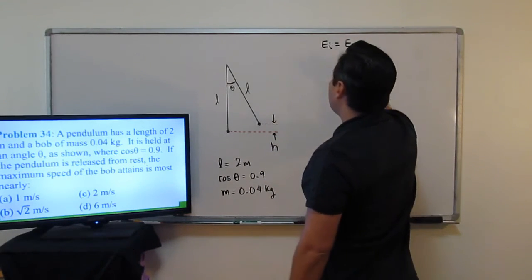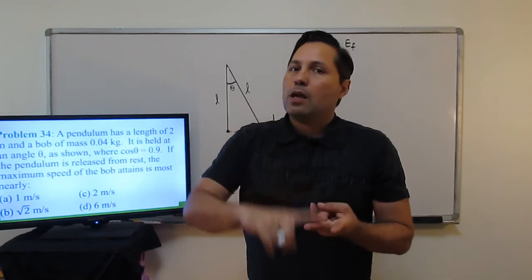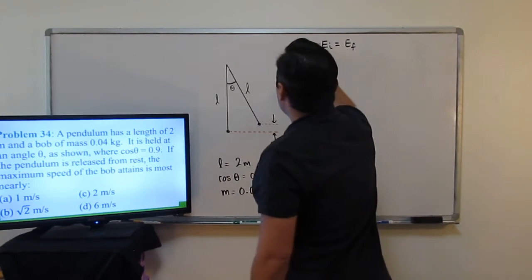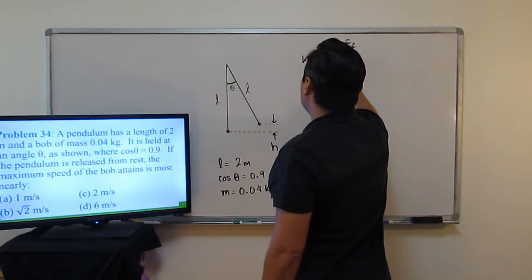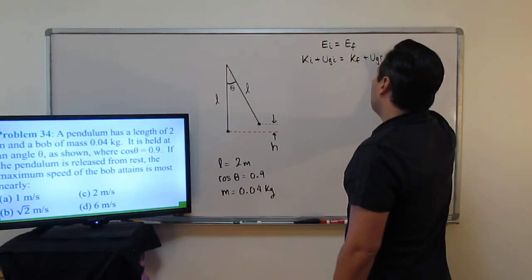Mechanical energy initial is equal to mechanical energy final. So what's mechanical energy? It is the kinetic energy plus the potential energy. So let's go ahead and write those down. Kinetic initial plus potential initial is equal to kinetic final plus potential final.